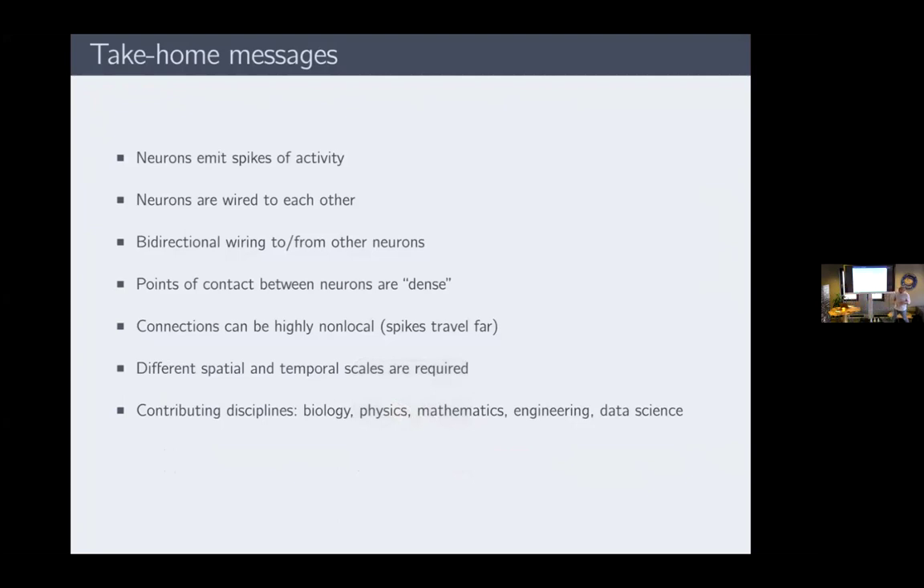So the basic take-home message that you should get out of this, if you've never seen this before, is that, well, this was in the second part of the video, the neurons communicate through spikes of activity. This is something that perhaps I should have made clearer before, but it's not there in the video. Of course, you see the neurons are wired to each other.